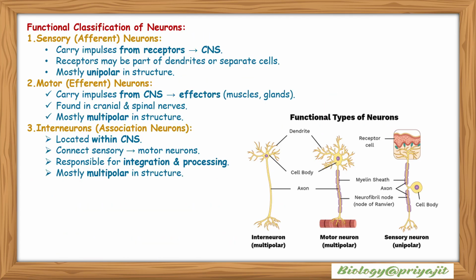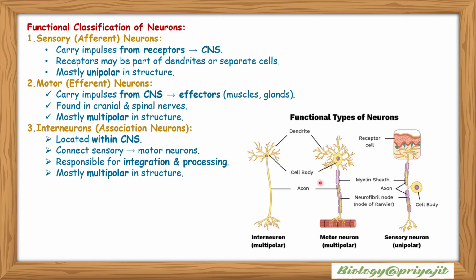Functional classification of neurons. This is the image showing the different types of neurons. The first one is the sensory. This is the sensory or afferent neuron, or unipolar neuron, you can say. It carries impulses from receptors to the central nervous system. Receptors may be part of dendrites or separate cells, and basically they are mostly unipolar in nature.